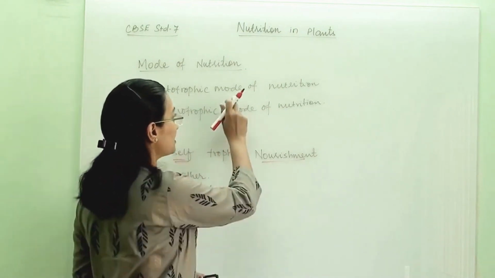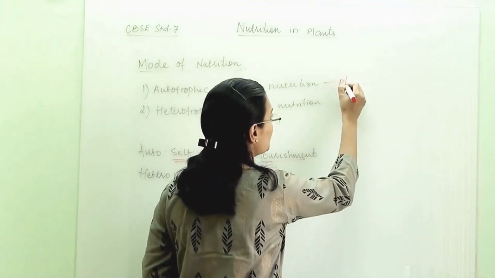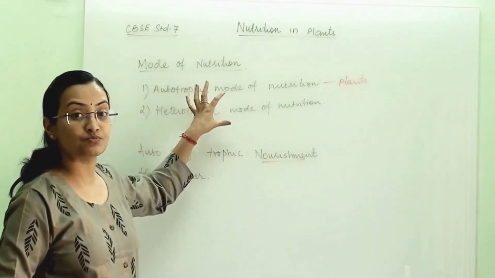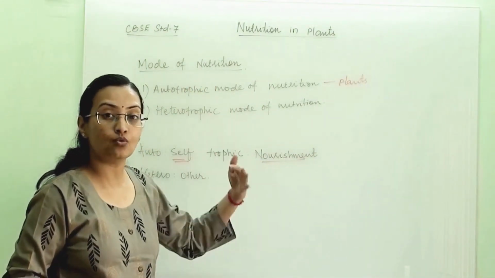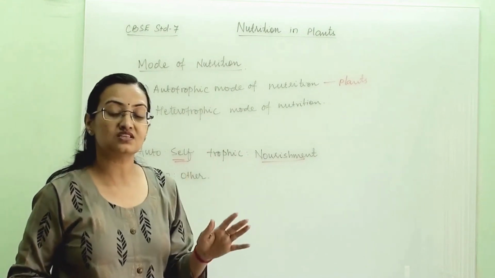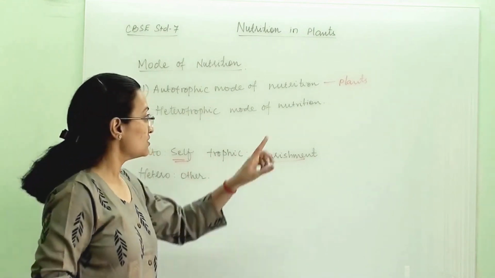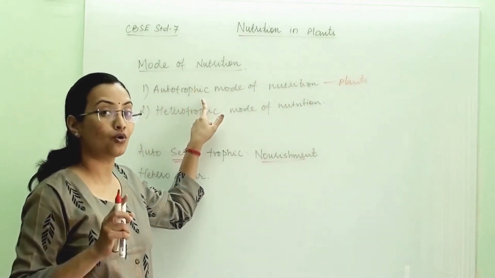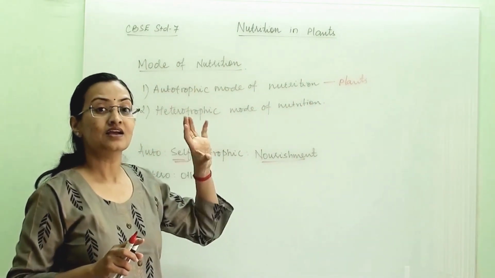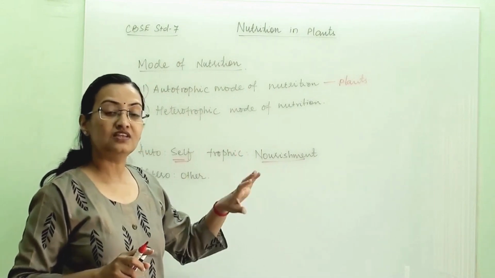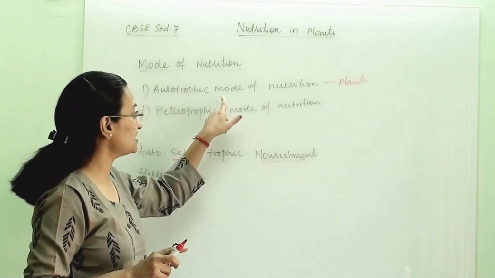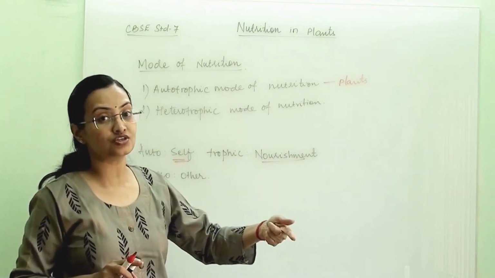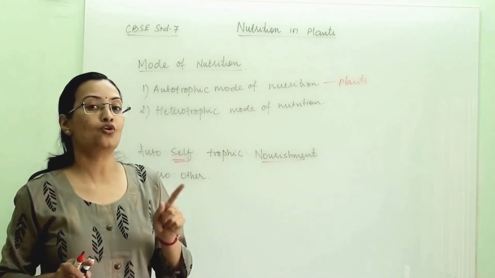Now when we are talking about the autotrophic mode of nutrition, all the plants are termed as autotrophs because they are preparing their own food via the process called photosynthesis. So that's why all the plants are autotrophs. They are called autotrophs because they are preparing their own food with the help of simple substances. That's why their mode of nutrition is the autotrophic mode of nutrition.